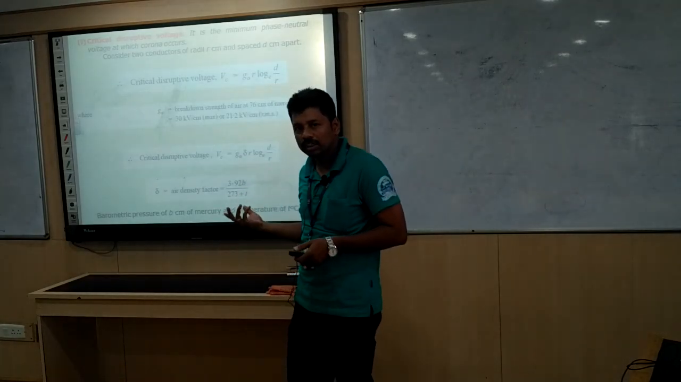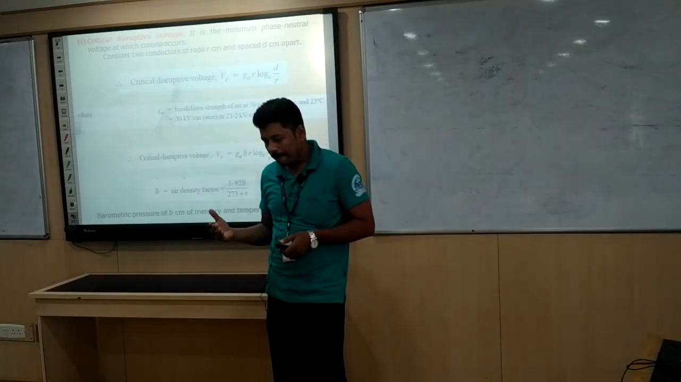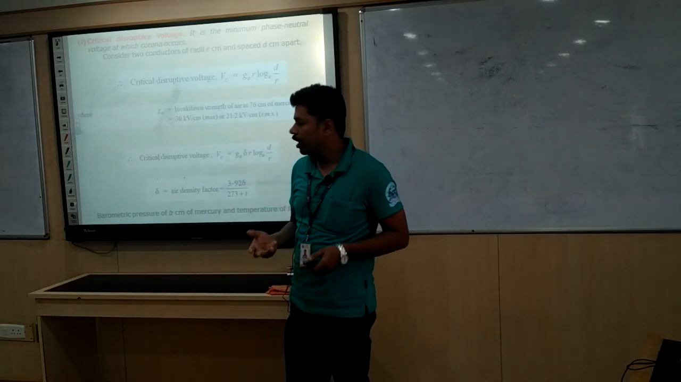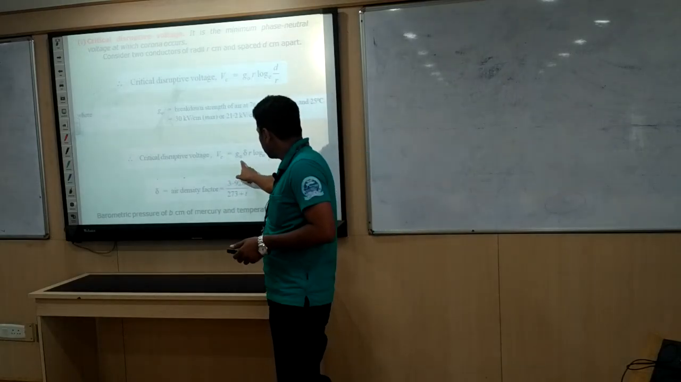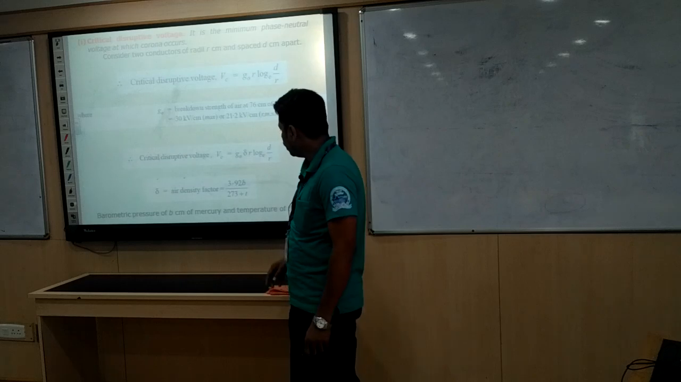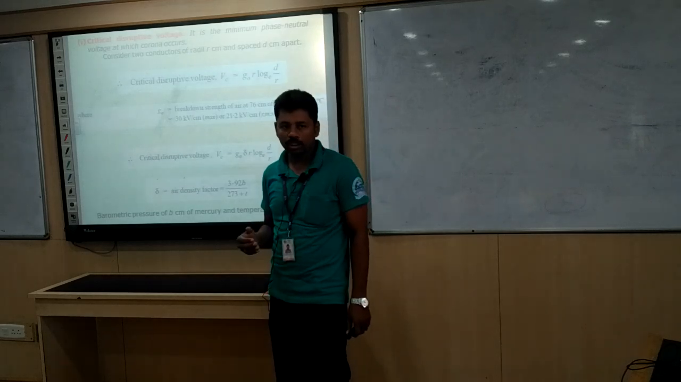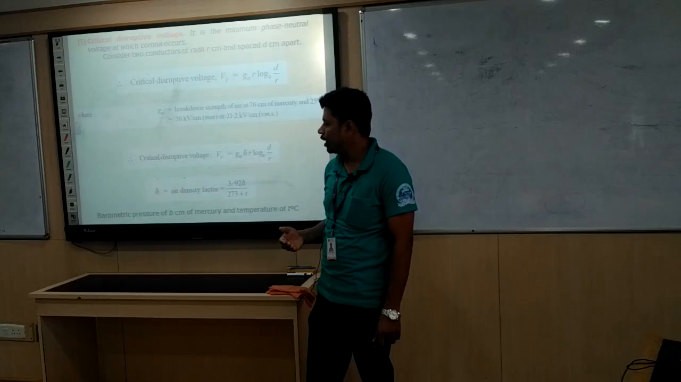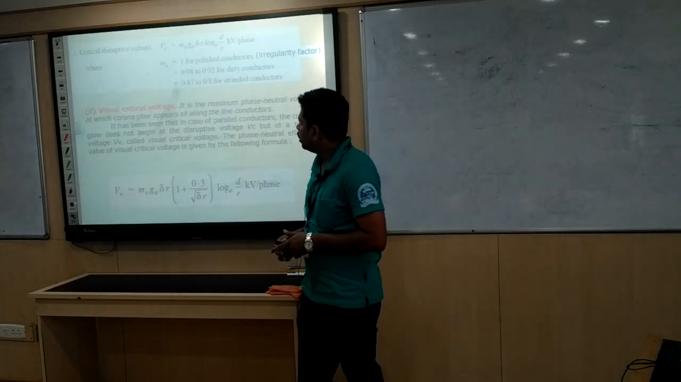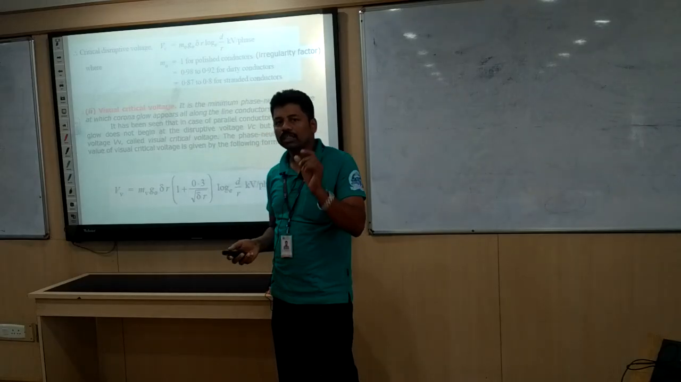And the factors we discussed, there are 4 factors which will cause the corona occurrence much sooner. So here also V_C is g_0 delta r ln(d/r). Delta is 3.92 b by 273 plus t. Using that formula, we can find the corresponding critical disruptive voltage. Then the surface also we discussed.